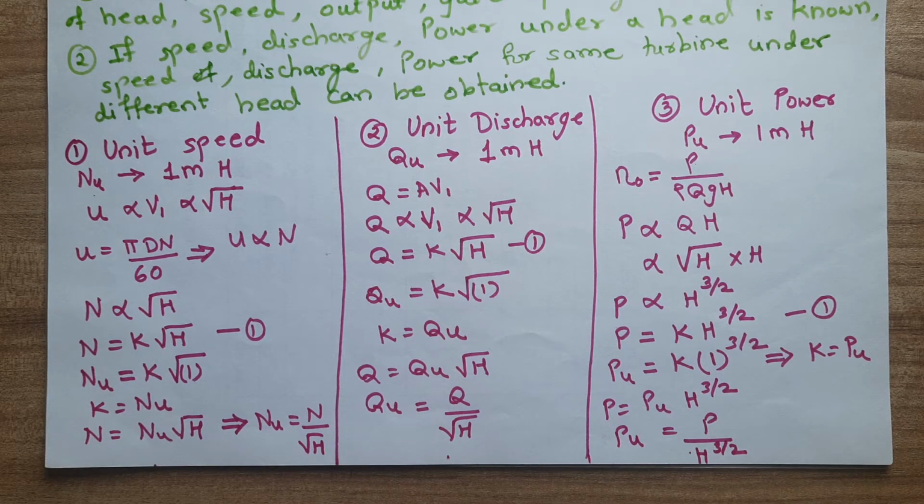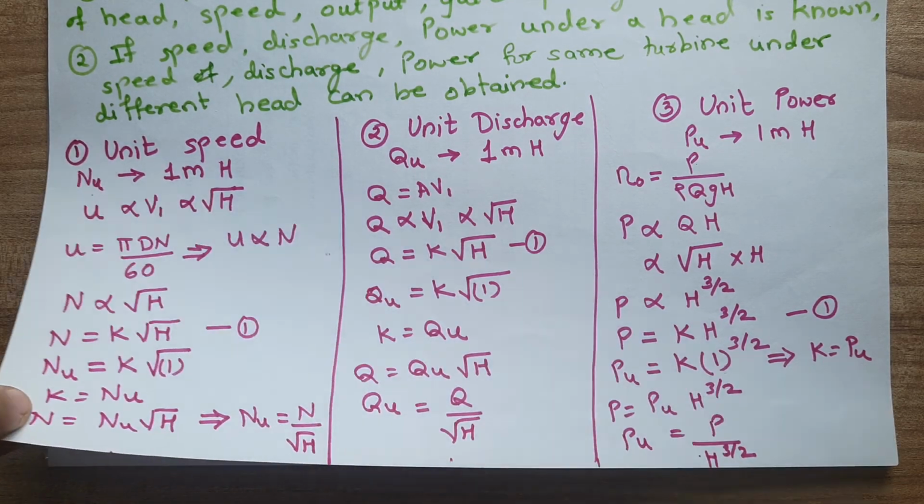So these are the 3 unit quantities which are very important to predict the behavior of the turbine by keeping its efficiency constant. When we are reducing the head to 1 meter and finding these quantities, it is seen that the efficiency of the turbine is going to be unaffected. And due to that, it will be very helpful to find the different quantities under different conditions. For example, let's see.